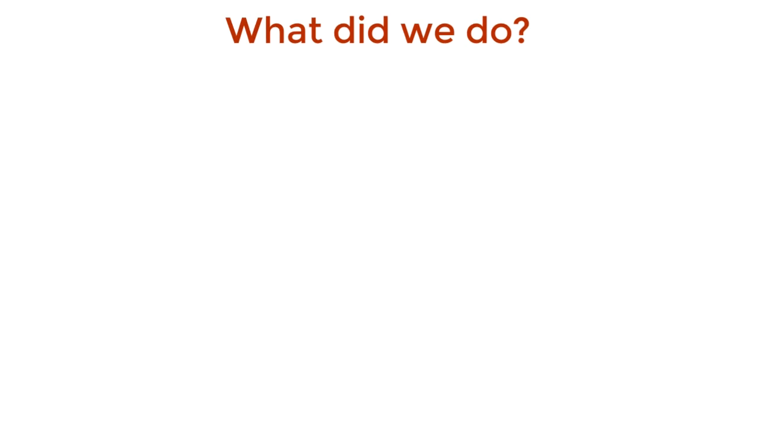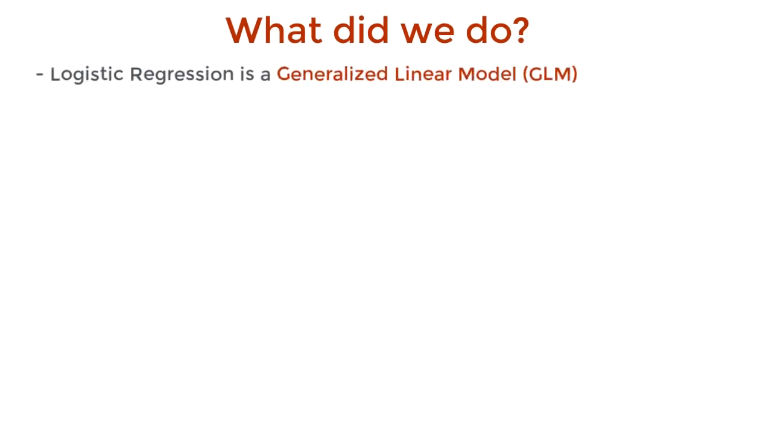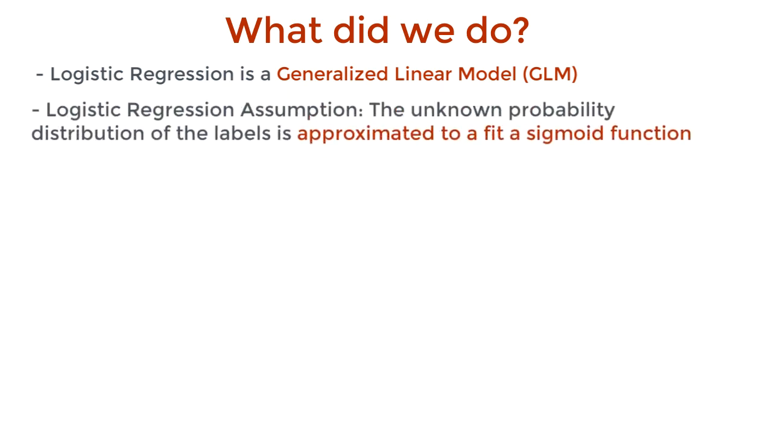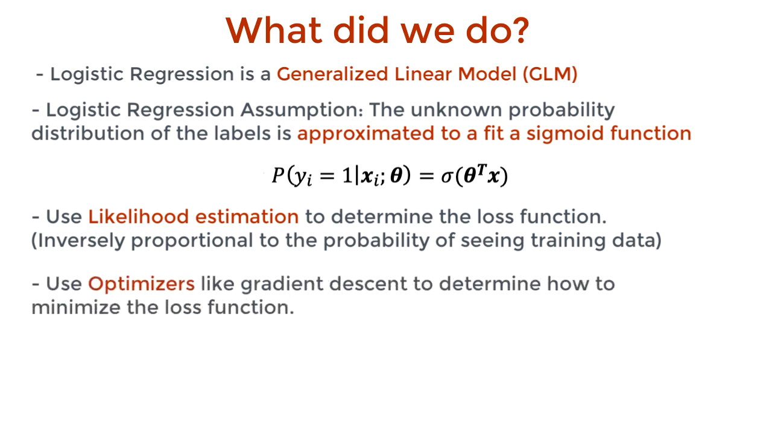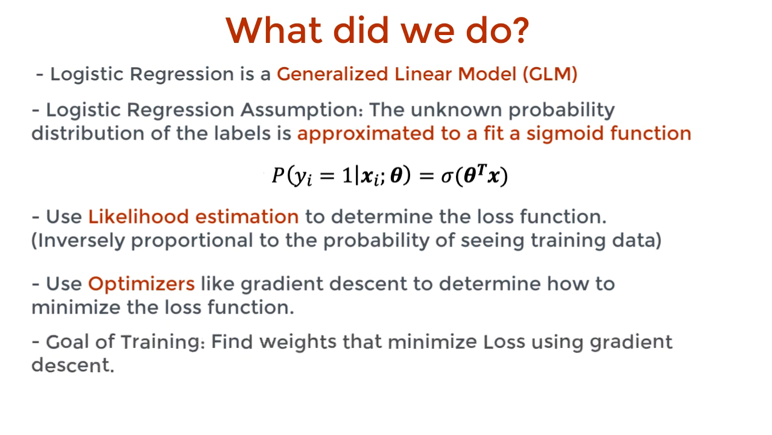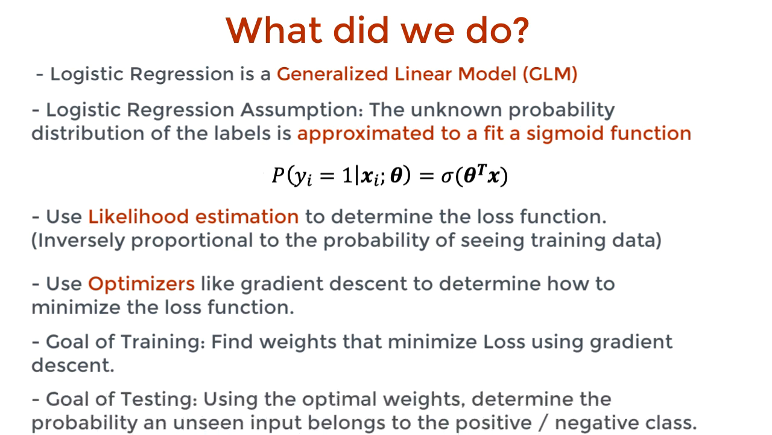Now, here's a summary of some takeaways in this video. Logistic regression is a type of generalized linear model where we approximate the probability distribution of labels to be a sigmoid function. We then use maximum likelihood estimation to derive a loss function. We use the gradient descent optimizer to define how we learn the value of theta, or how we learn the optimal parameters of logistic regression. The training phase basically involves finding the optimal theta using gradient descent, and the testing phase involves using the theta that we found to make predictions on some input x that comes in.